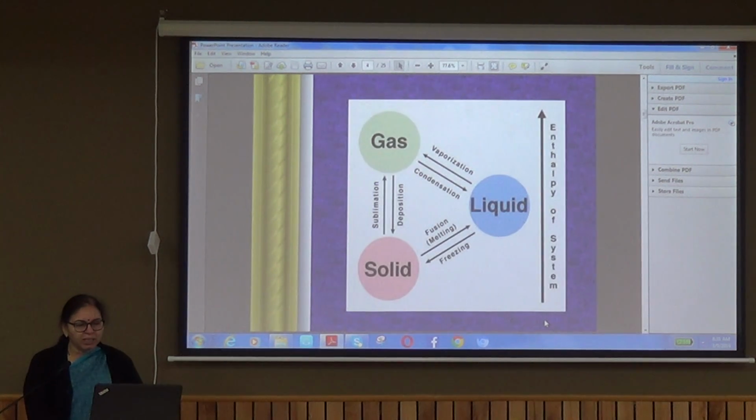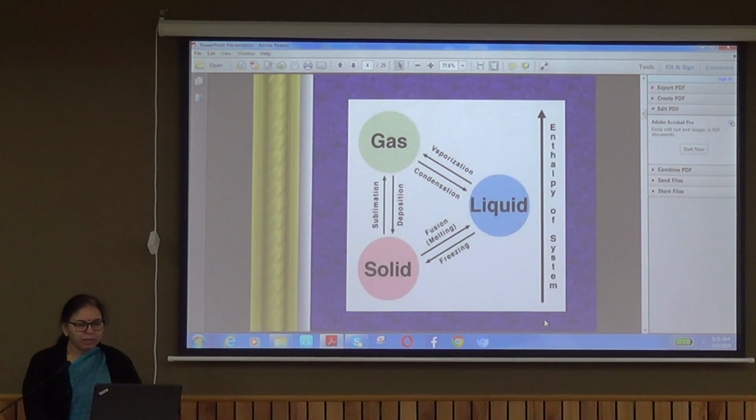They can be easily converted from one form to another. When solids are heated, they convert into liquid and after that they convert into gas. We can also convert solid into gas by the process of sublimation, and gas can be converted into solid by the same process, that is sublimation.